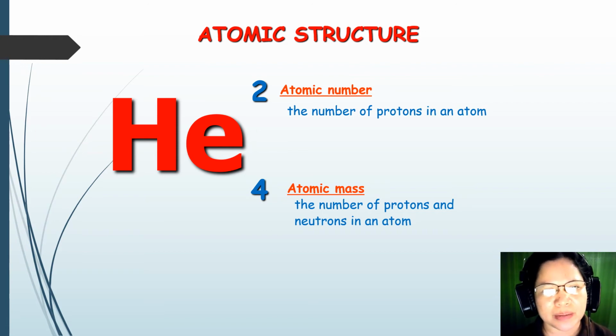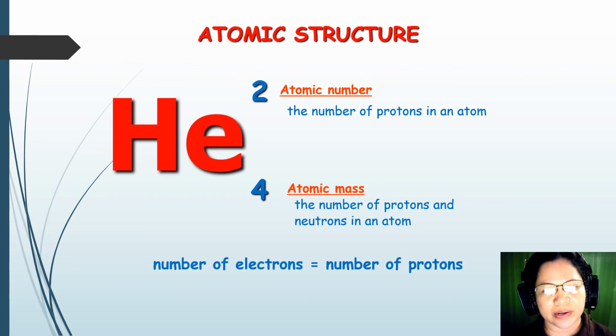When I say atomic number, it is also equivalent to the number of protons. When I say atomic mass or atomic weight in some periodic tables, this comprises the number of protons and neutrons in an atom. So it says here that the number of electrons is equal to the number of protons. In short, your atomic number is also equivalent to the number of electrons, equal to the number of protons. I hope you are familiar with the subatomic particles.